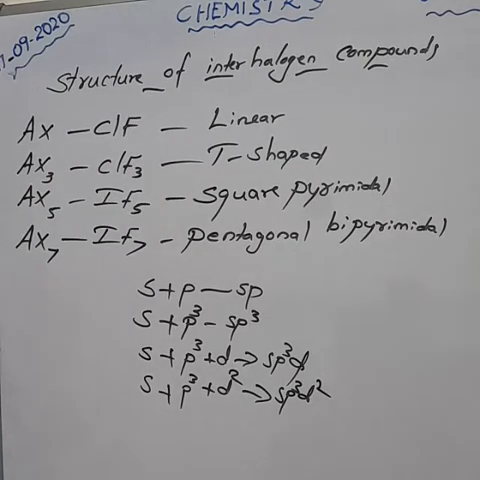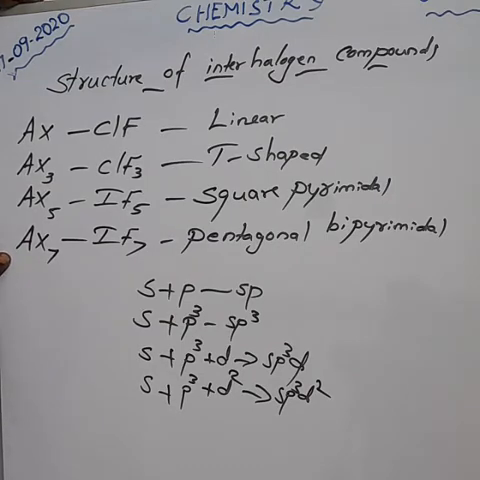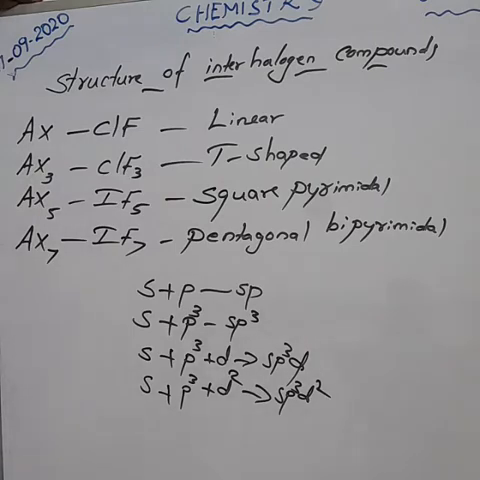What is the hybridization of AX type, AX3 type, AX5 type, and AX7 type? These areas are very important. And also, how many bond pairs and how many lone pairs are in AX type, and how many bond pairs in AX3, AX5, AX7, etc.? This should be found out. For that, we should work out the hybridization.